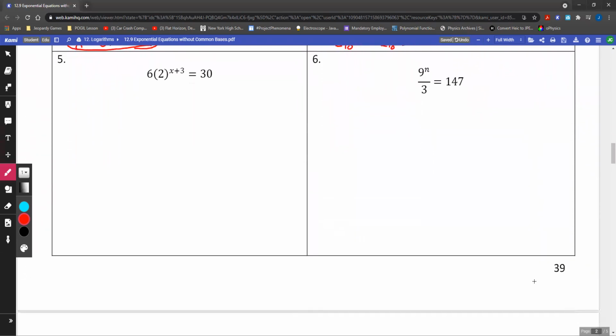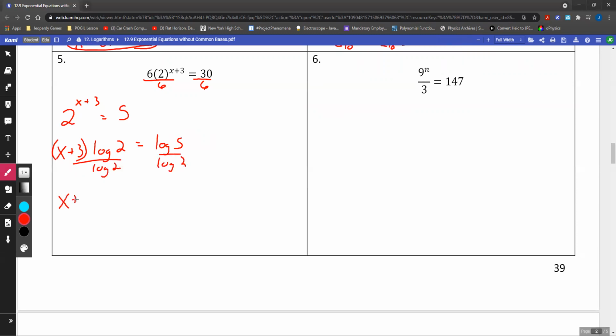All right, so for number 5, we're going to divide both sides by 6. So we get 2 to the x plus 3 equals 5. Take the log of both sides. This exponent drops to the front. Divide both sides by log 2. I get x plus 3 equals log 5 divided by log 2, which is 2.322. Subtract the 3, and you get negative 0.678.